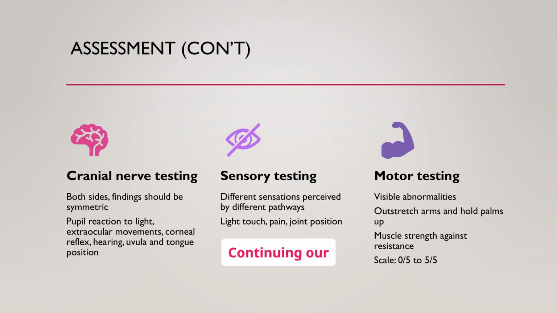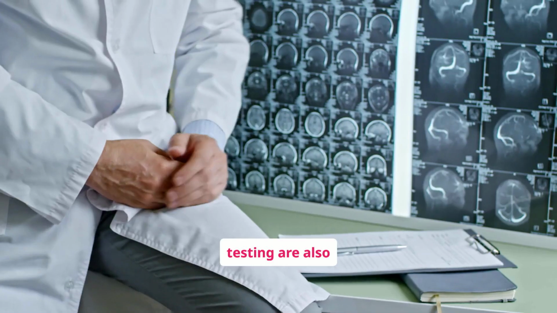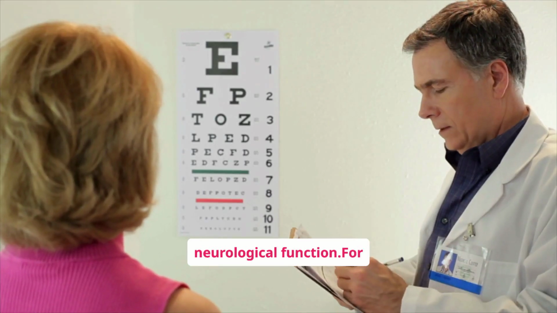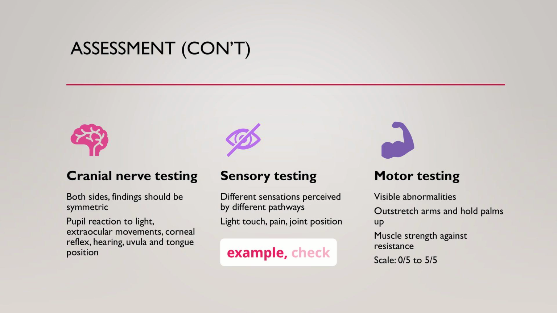Continuing our assessment, cranial nerve testing is crucial. Assess each cranial nerve to identify any deficits. Sensory and motor testing are also important to evaluate neurological function. For example, check if the patient can smile, follow your finger with their eyes, or stick out their tongue. Simple tasks that tell us a lot about their brain function.